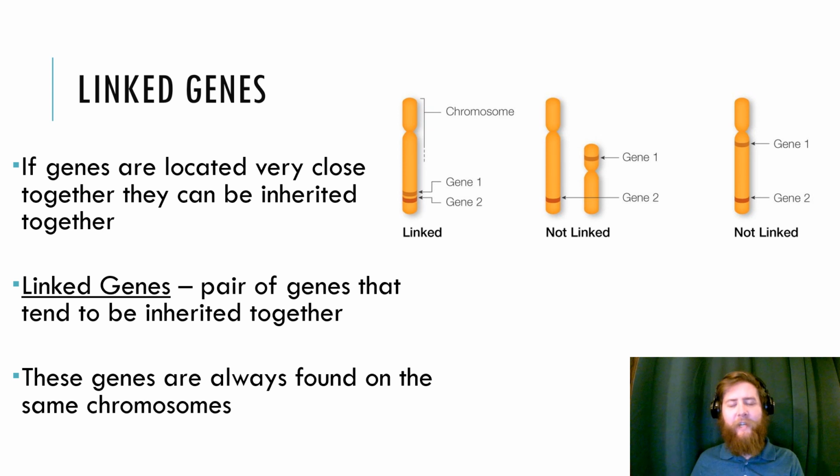All right, linked genes. If genes are really close together, they can be inherited together. Linked genes are pairs of genes that tend to be inherited together. So they're always on the same chromosome. These guys are on the same chromosome, and they're usually close together. Like these two, they're not linked. They're farther apart. And these two, also not linked. They're really far apart. These two are on different chromosomes. Over here, this one is really far apart on the same chromosome.